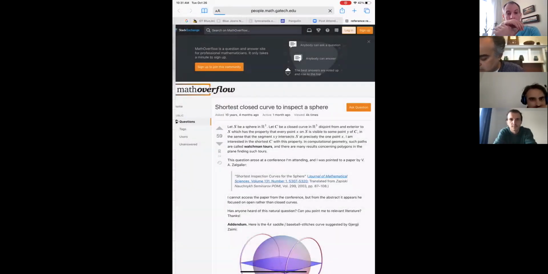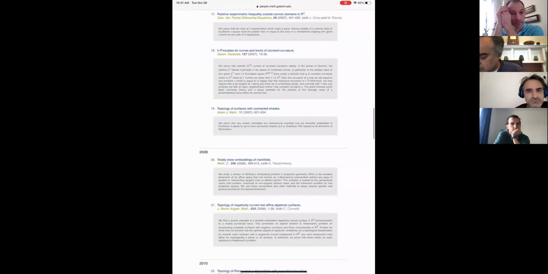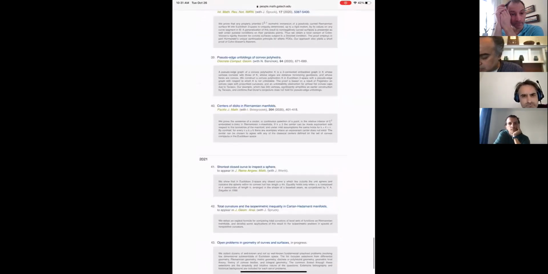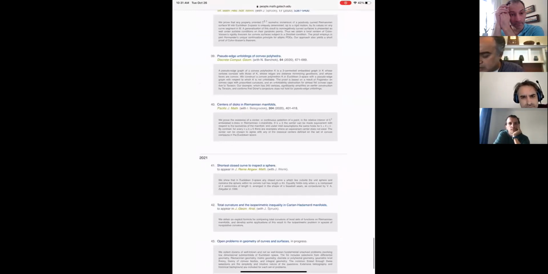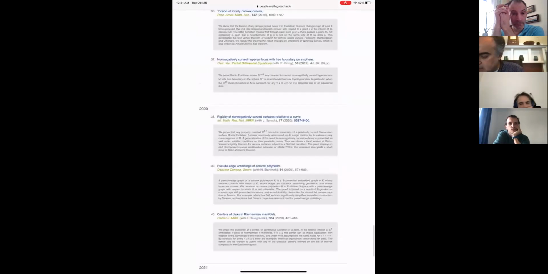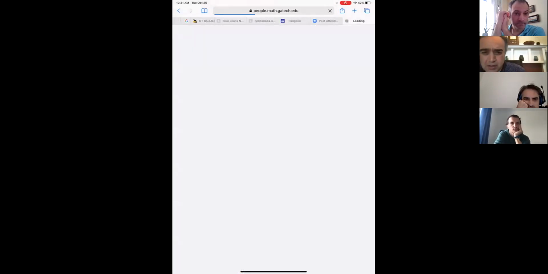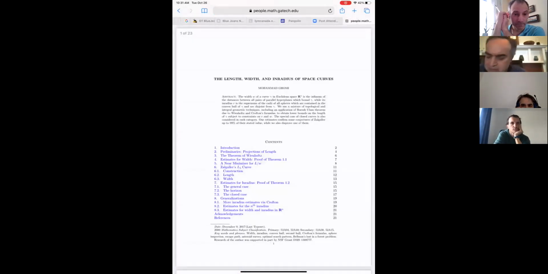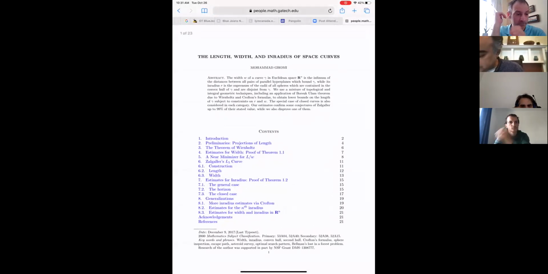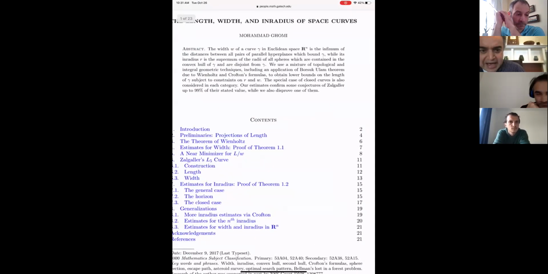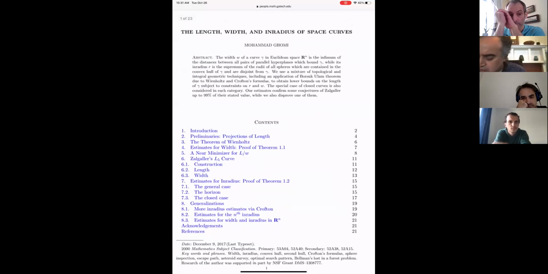So if you go to my papers here, so what I talked about is this paper 41, shortest closed curve to inspect the sphere. Before that, I had this paper here, length, width, and in radius of space curves. And here, Zalgaller's L5 curve. So it turns out that Zalgaller actually had a conjecture for the width problem.